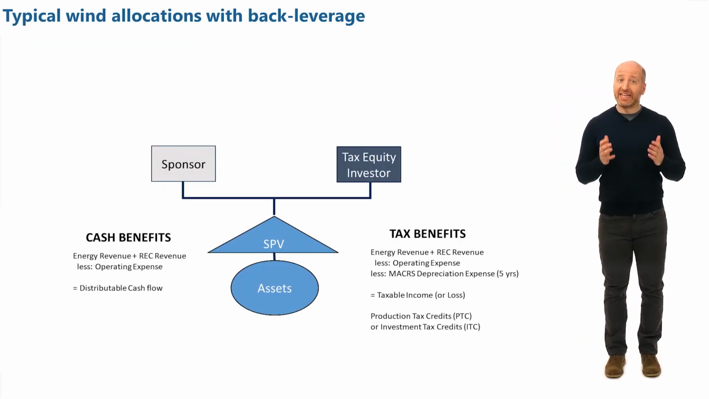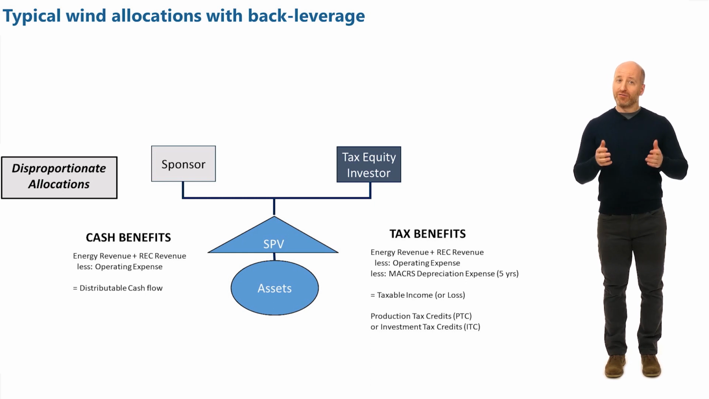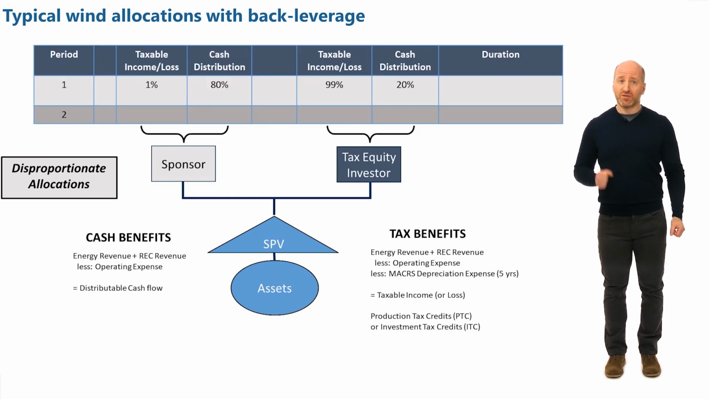David mentioned that in any given year, a partner's right to cash distributions doesn't need to be proportional to its allocation of taxable income or loss, which doesn't need to be proportional to its original capital contributions or its basis in the partnership. These partnerships are all about disproportionate allocations. For wind, the allocations are often applied over two distinct periods called the pre-flip and post-flip period, which are shown here on our diagram as period 1 and period 2.